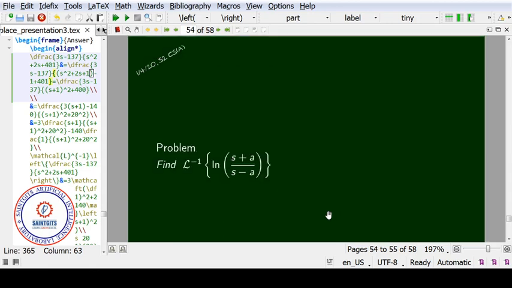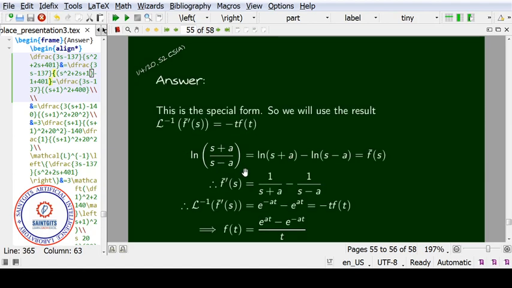As a simple problem, find L inverse of logarithm of s plus a by s minus a. Now look into this expression. It is a log function, so special form. So we have to apply that special method. The first step is we expand log a by b as log a minus log b. We represent it as f bar of s because it's an s function. Now find f bar dash, its derivative. Then apply L inverse and apply results.